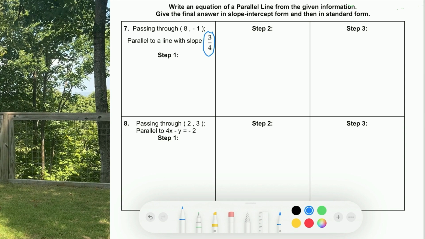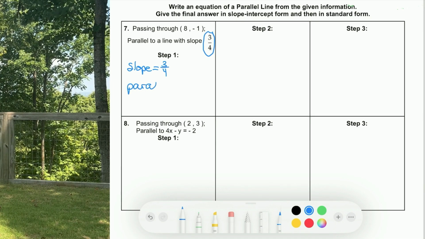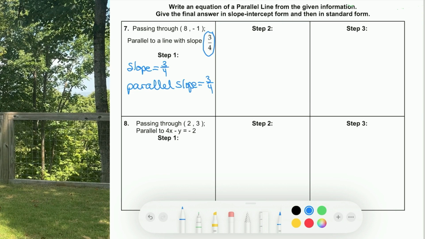And we know that parallel slopes are the same. So slope is 3/4. Our parallel slope will also be 3/4. Okay, so that's what we're going to use. We're also going to use the point that they gave us to find this second line. So I have y minus that -1 equals 3/4 times x minus 8. This becomes y plus 1.